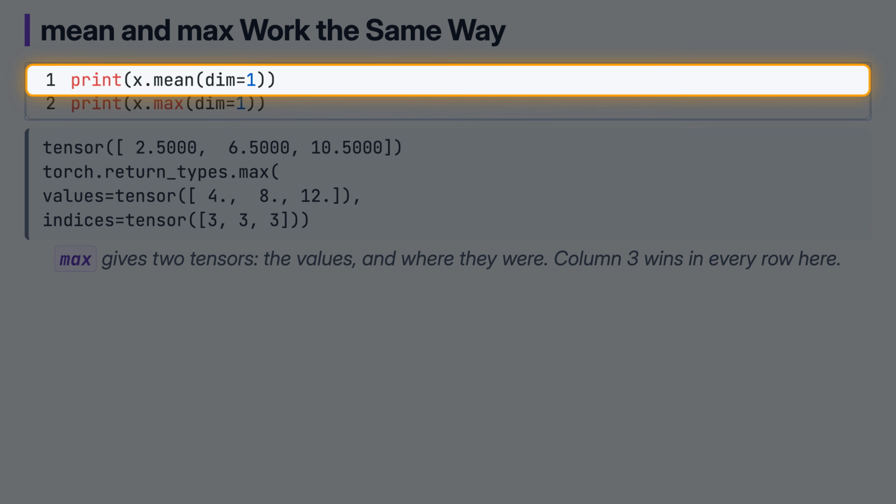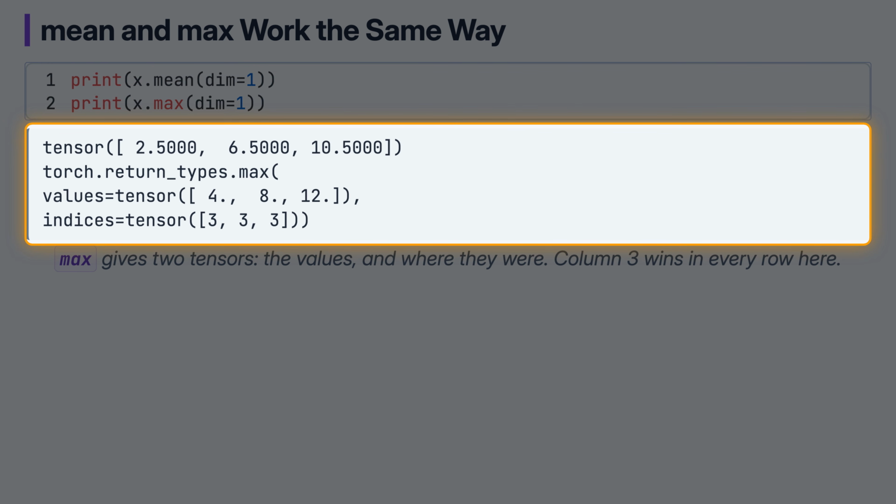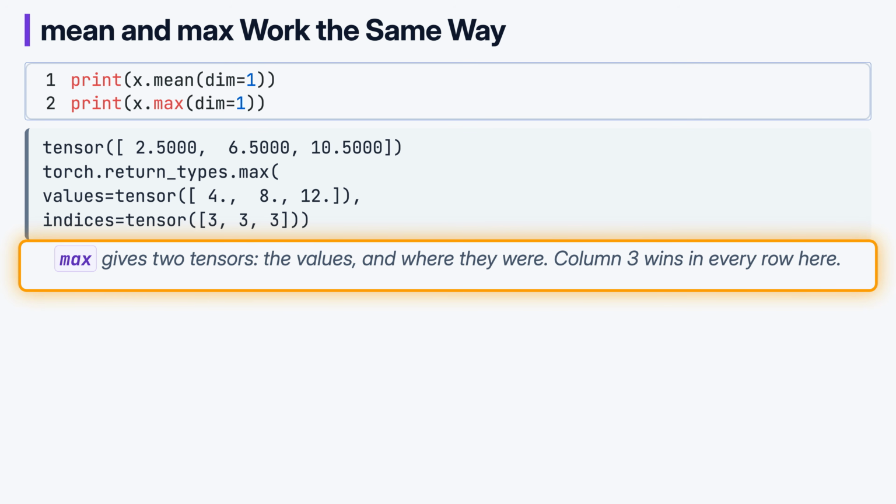Sum isn't special. X.mean dim equals 1 averages each row. And x.max dim equals 1. Mean gives 3 averages, but max gives 2 tensors, the values and the indices, which tell you where each maximum was. Column 3 wins in every row here, so the indices come back 3, 3, 3.